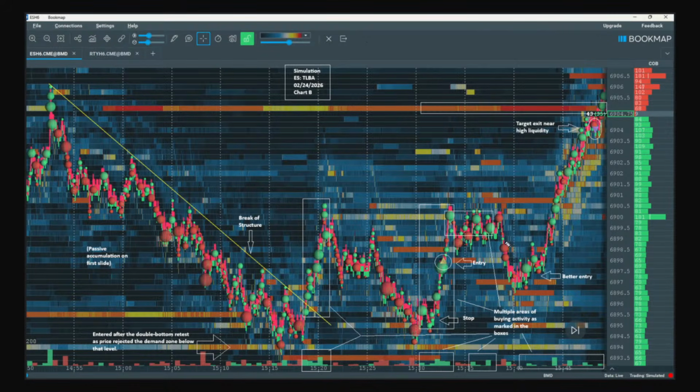Then you get one more pullback here. But now, what do you note? This high liquidity is up at a higher level. You don't see as many sellers in here. So we're seeing this transition from sell side to buy side. And look, even there's high liquidity up here. Okay, it's filled. It goes right through. It doesn't even really pull back.